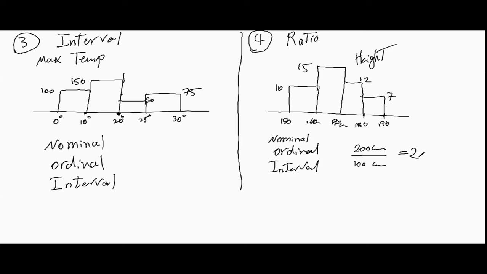Now, if I change the unit of measurement from centimeters to inches, this 200 becomes how many inches? 78.74 inches. And how many inches is 100 centimeters? 39.37. And the ratio will be 2, because if you are dividing 200 by A and you are dividing 100 by A to find the inches, the result will still be 2. So it doesn't matter if I measure this ratio based on centimeters or inches or kilometers or whatever. The ratio would be the same. Therefore, this data is ratio.